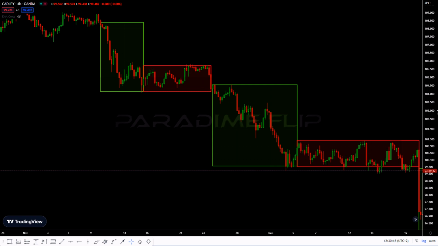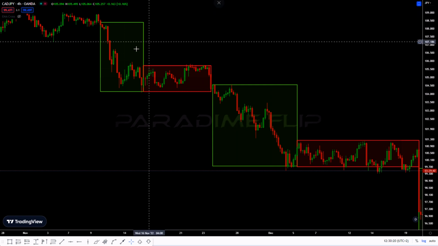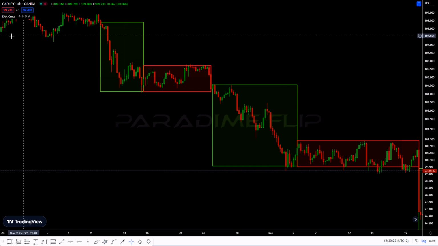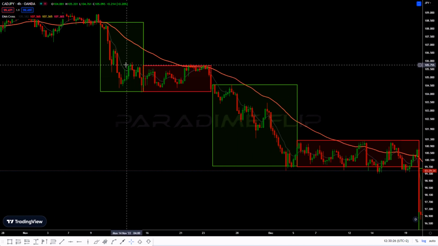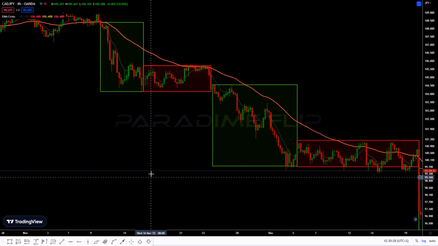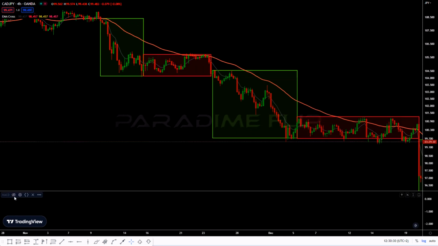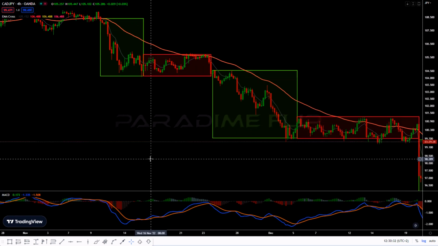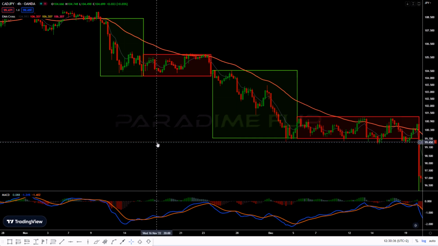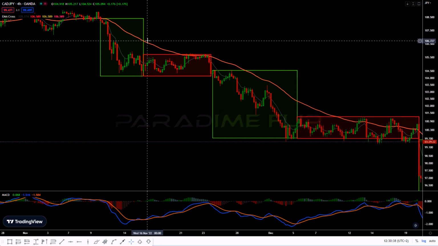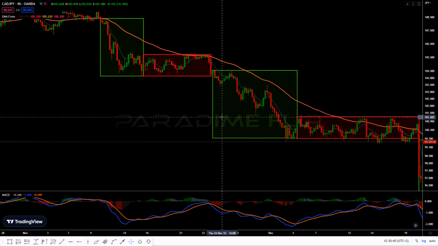It's not a sin, okay? And what we're going to be looking at right here is, firstly, moving averages on our chart. We have a long and a short period moving average. And then we are going to have a MACD, and the settings of the MACD are the same as the settings on the moving averages.